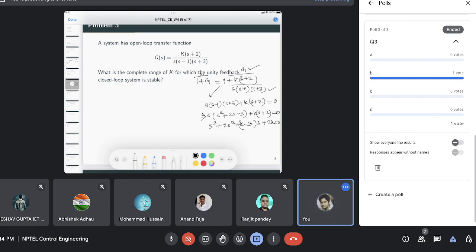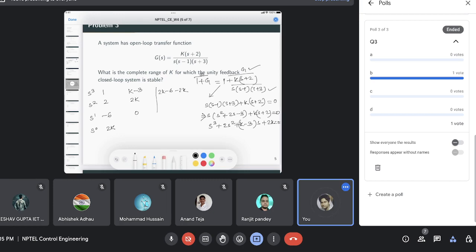Then you write the Routh-Hurwitz table, just a simple one. So you have 1 there and K-3, 2 and 2K. Then this element will be (2(K-3) minus 2K) divided by 2, so it is minus 6. Minus 6, this is 0, and this is just 2K, right?